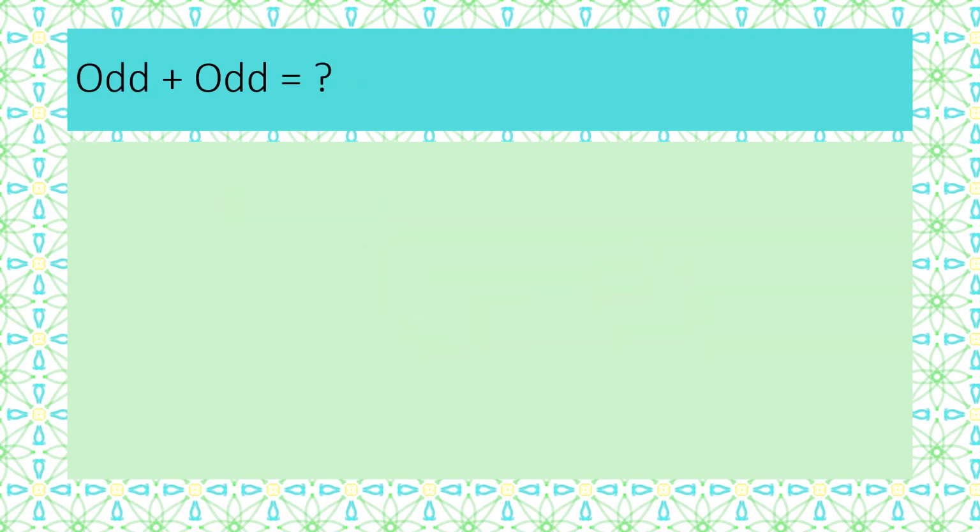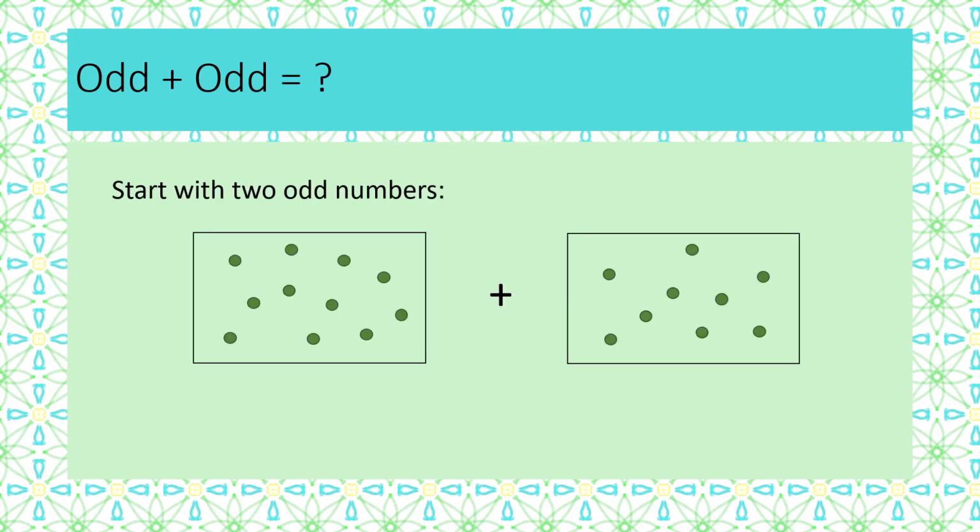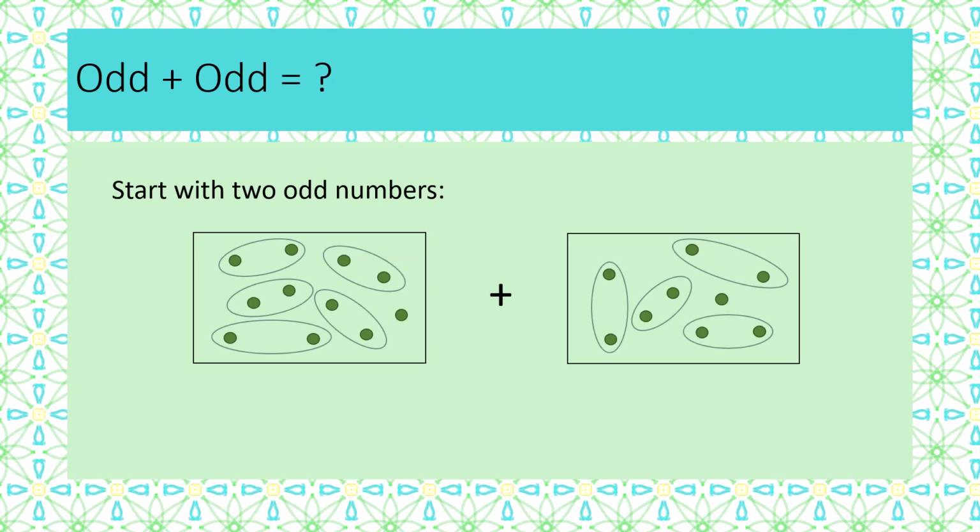We'll wrap up our discussion of addition by looking at the sum of 2 odd numbers. You might want to pause the video and think about the answer before continuing. We start with 2 odd numbers. Again, the actual values of these numbers don't matter. What does matter is that we can separate each of the numbers into groups of size 2 with 1 left over.